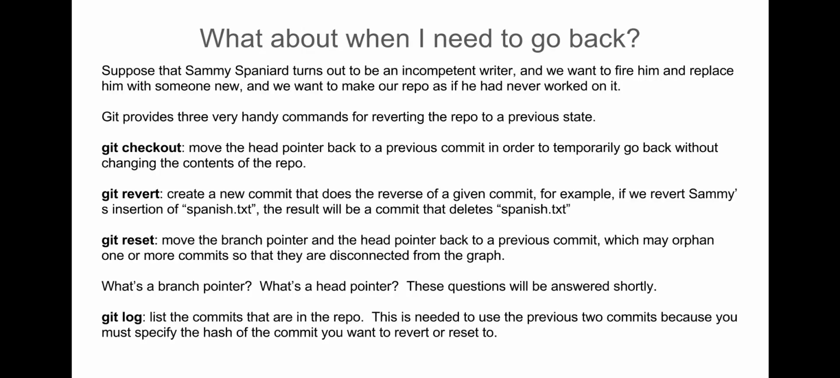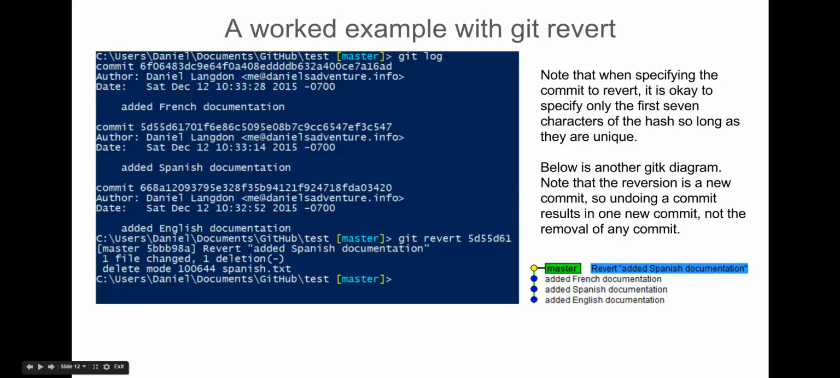And finally, I want to point out git log, because checkout, revert, and reset all require that you specify the hash of a commit that you want to go back to. And git log gives you the history of the repo, shows the hash of each commit. And so you need that command in order to know the hash of the commits you want to go back to. So here's a worked example with git revert.